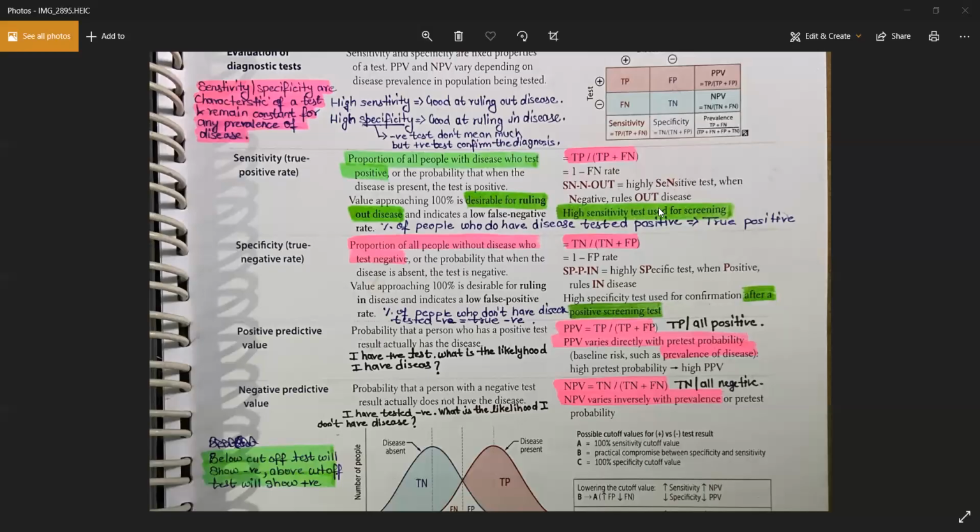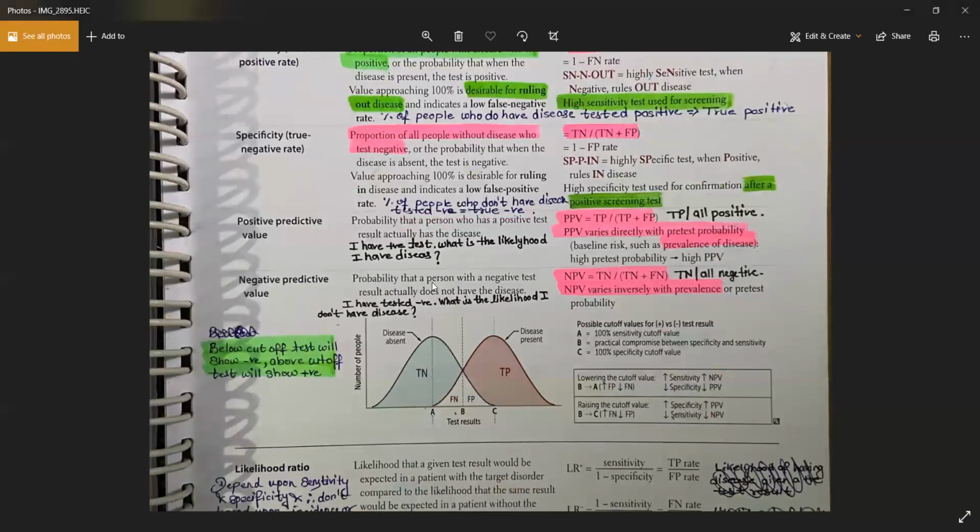And a test with high specificity must be used after confirmation with the screening test. Once you confirm that the patient has a positive screening test, you will use a specific test on him or her, and then you will confirm the presence of a disease process. So first the screening test, or the highly sensitive test, then comes the specific test used for confirmation, right?